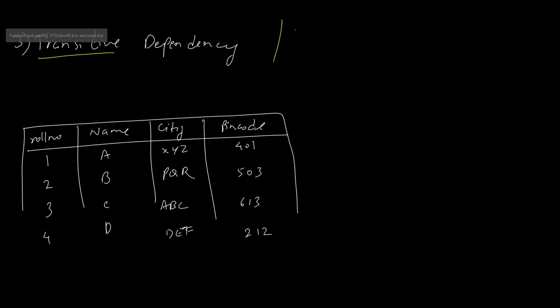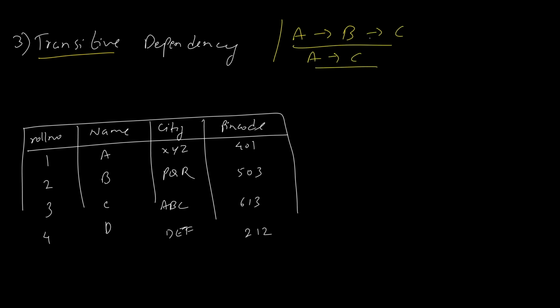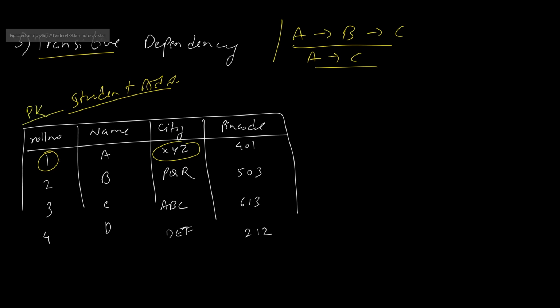The third part, which again is important to identify, is called transitive dependency. You may have learned transitive dependencies in physics or maths, like if A is to B and B is to C, then we can say that A is to C. That's the same logic that you have to use here. Now let's say I have this table of student address, and I want to find out for roll number 1 which city they live in. I know this is the primary key, so I can query where roll number is 1 and get the city.